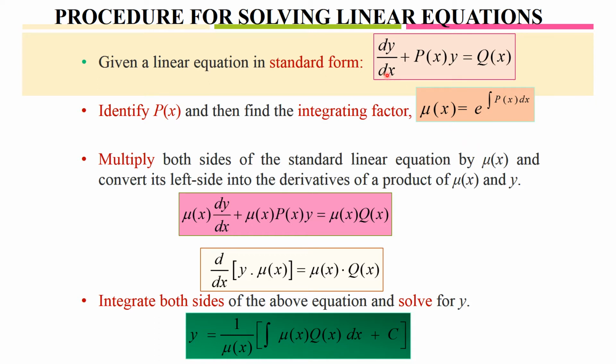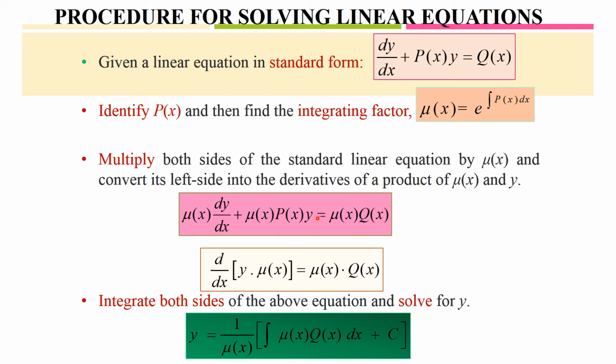Multiply the first term on the left side of the equation by mu of x, so we get mu of x dy/dx. Multiply the second term on the left side by mu of x, so we get mu of x times p of x times y. And on the right side of the equation, multiply mu of x with the function given here, so we get mu of x times q of x. Now once this is done, take note that the left side of the equation can be converted into the derivative of a product of mu of x and y.